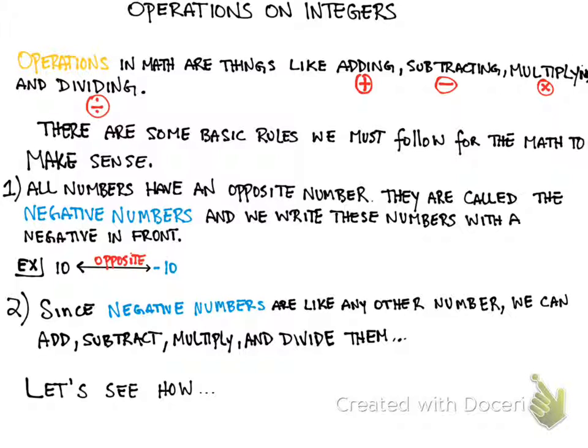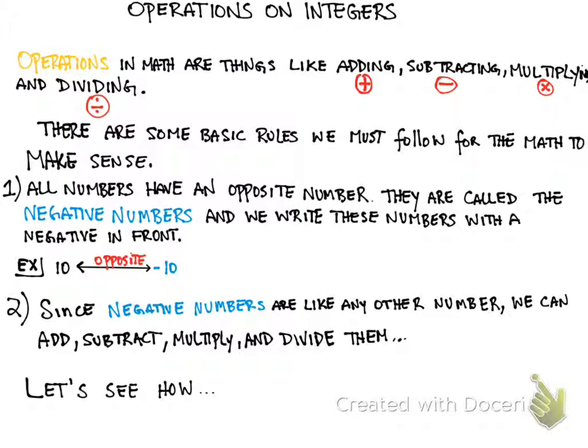Operations on integers. Operations in math are things like adding, subtracting, multiplying, and dividing. So we're not doing some kind of major surgery on anybody. We're not operating on anybody's heart or anything. We're just doing adding, subtracting, multiplying, and dividing. And there's some basic rules that we must follow for the math to make any sense.